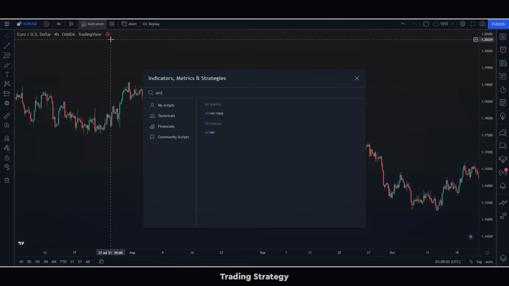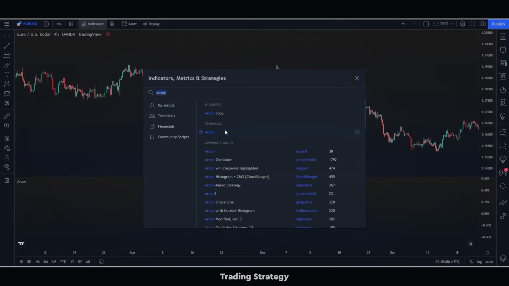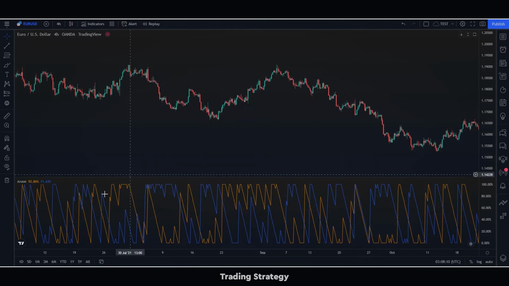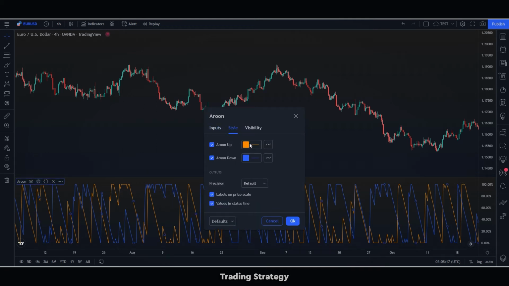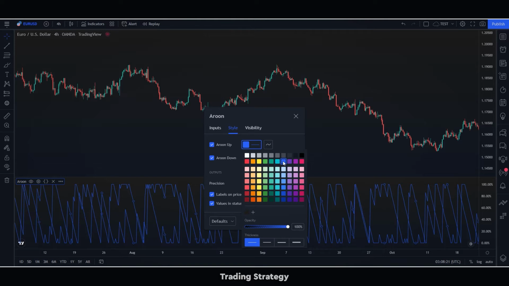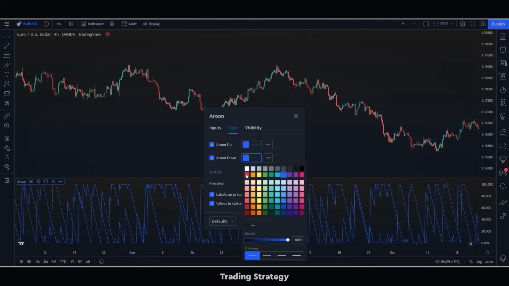The first thing we will have to do is select the Aroon indicator and configure it. We will put the Aroon up line in blue and the Aroon down line in red. We will also increase the thickness of these so that they look better.